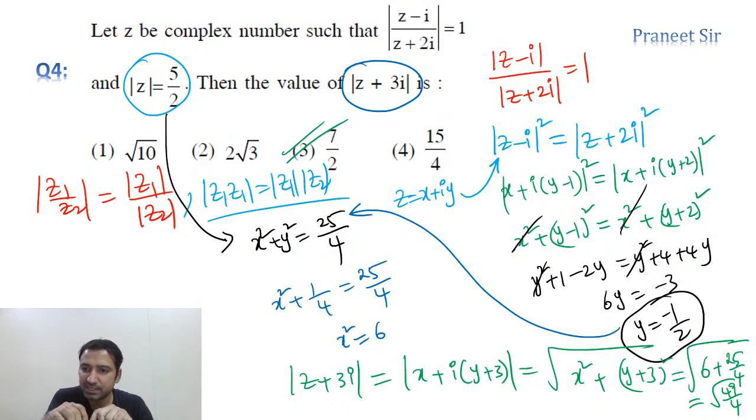Everyone understood this? How we got 7 by 2? Easily we can calculate the x value and y value, guys. Okay, let's move to the next one.